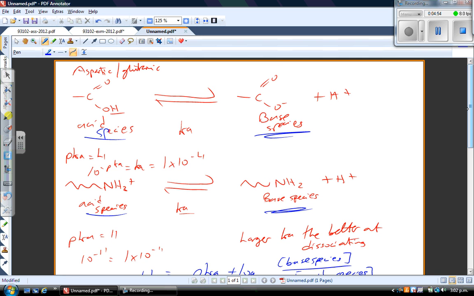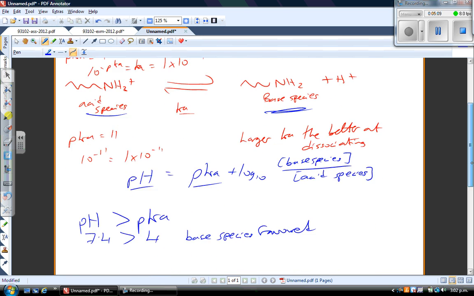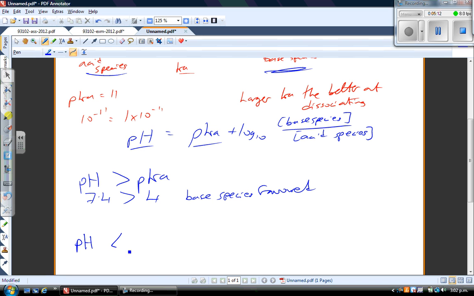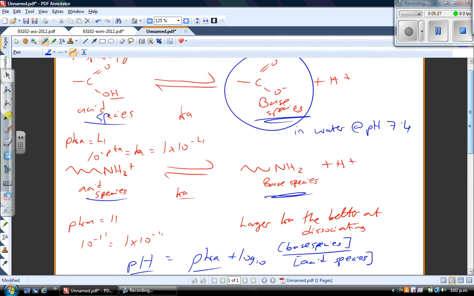So for glutamic acid and aspartic acid, it's the carboxylate ion which will be in existence in water or an aqueous system at pH 7.4. So in the blood, that's the species that will predominate. Whereas the opposite situation arises if the pH is less than the pKa, as in the case for lysine, which had a pKa of 11, the acid species will be favored. And so that's the charged species, which was this one right here. The acid species will be favored.